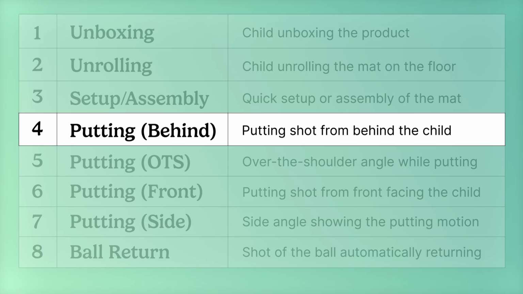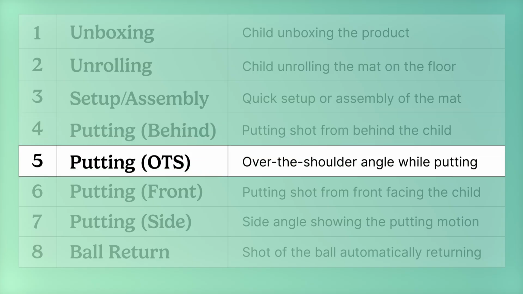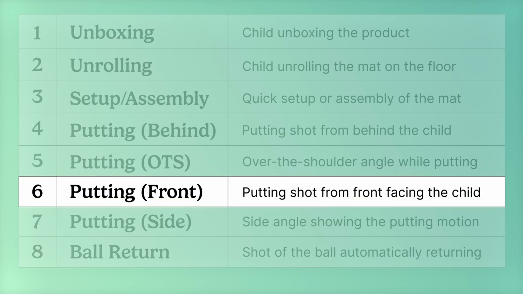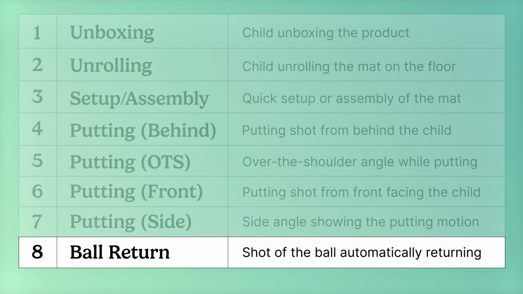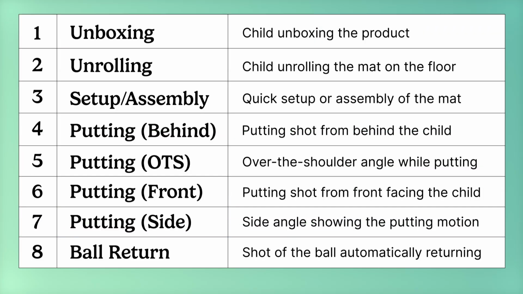We have a shot of them using the putting mat directly from behind, one over the shoulder when they're putting, one from the front putting, and one from the side putting, and then finally a shot of the ball being automatically returned. So these are all of the shots that I want to use as B-roll, and they're going to go over the top of the creator's voiceover.